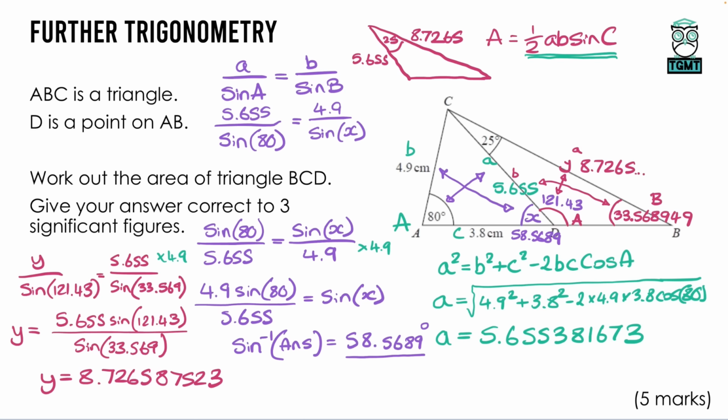There's a lot of working out up to this point. So I just need to type into my calculator 1/2 times A. It doesn't matter what order we put A and B in. So we've got 5.655 times 8.7265 times sine of 25, the angle that we're using there. So I need to type all of this in. 0.5 times 5.655 times 8.7265 times sine of 25.